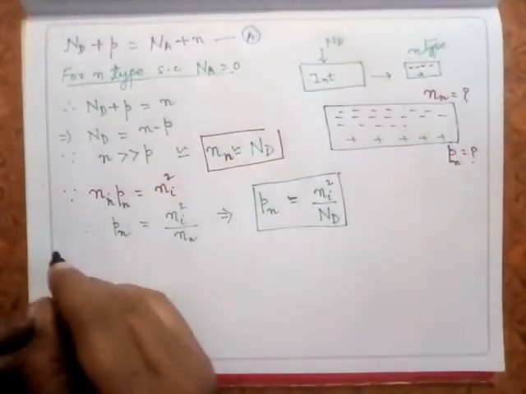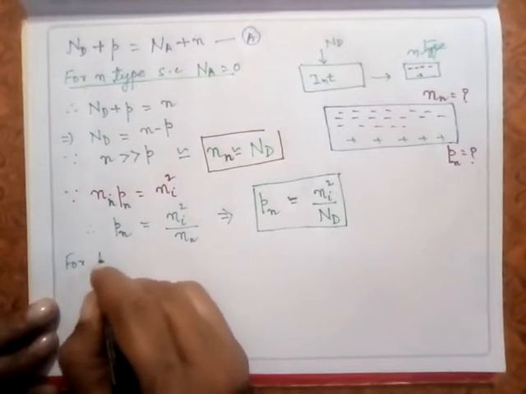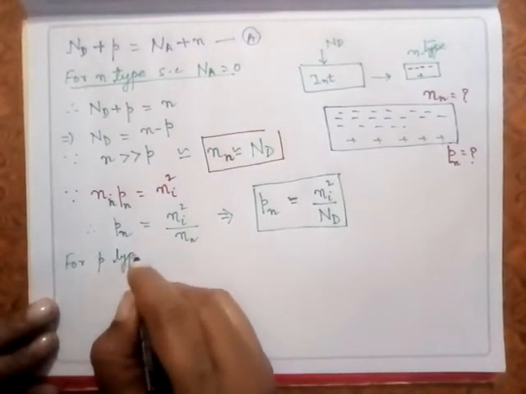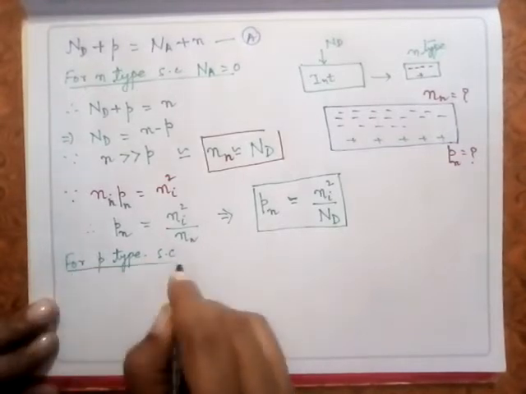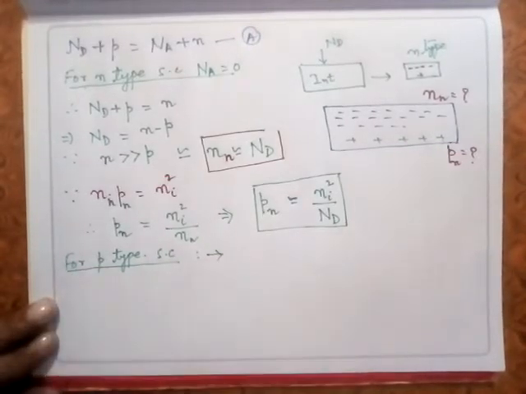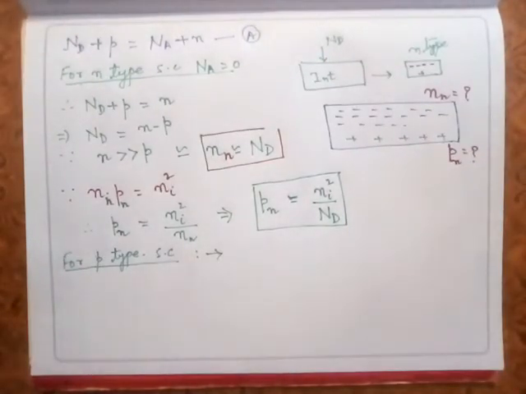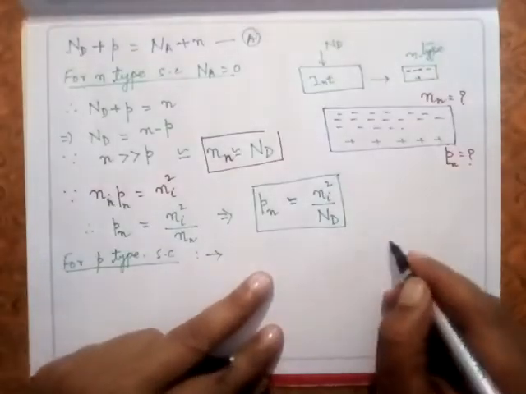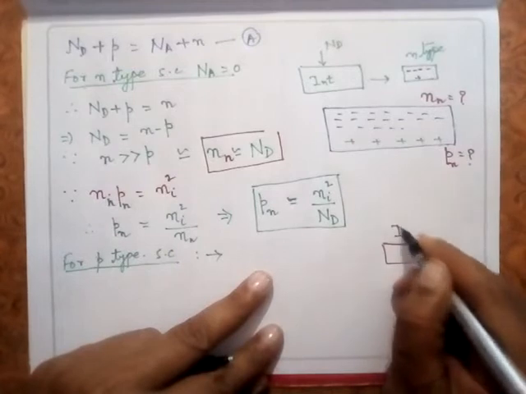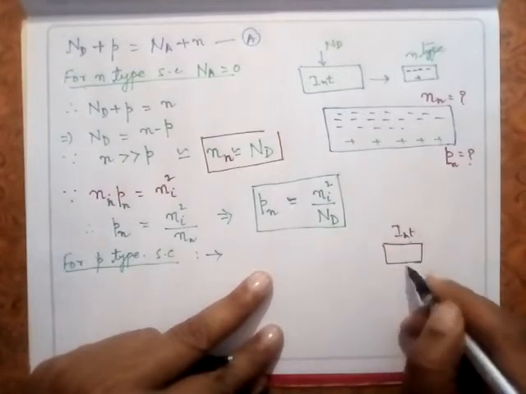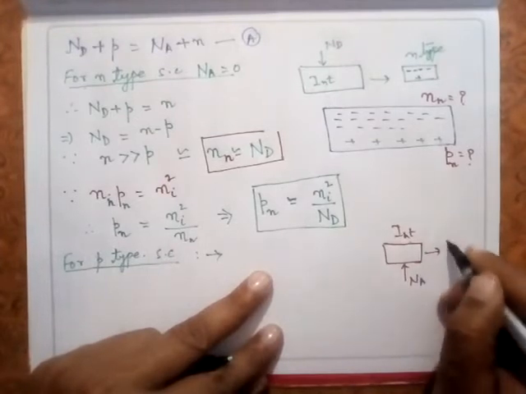Let's take the second case, p-type semiconductor. What will happen in p-type semiconductor? Very first thing is how p-type is made. You have an intrinsic semiconductor and it is doped with acceptor impurity. The resulting semiconductor is p-type.